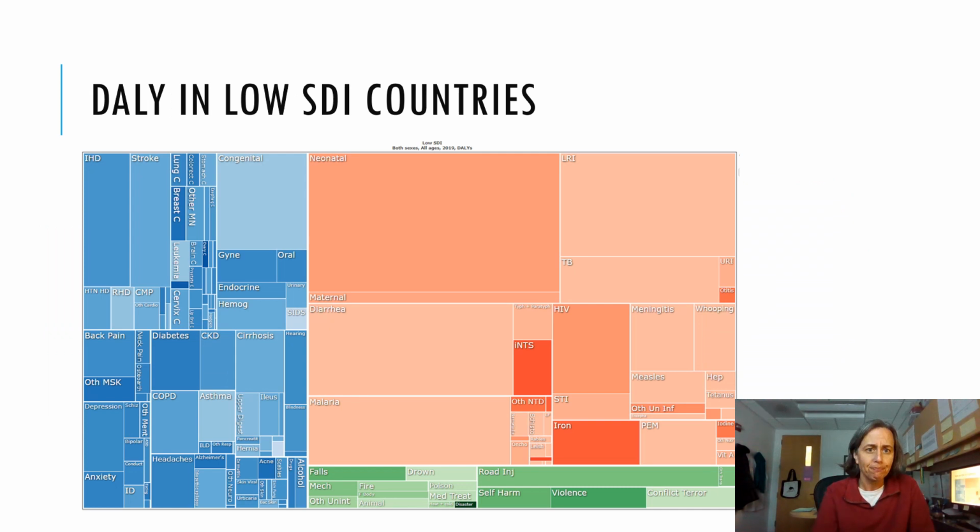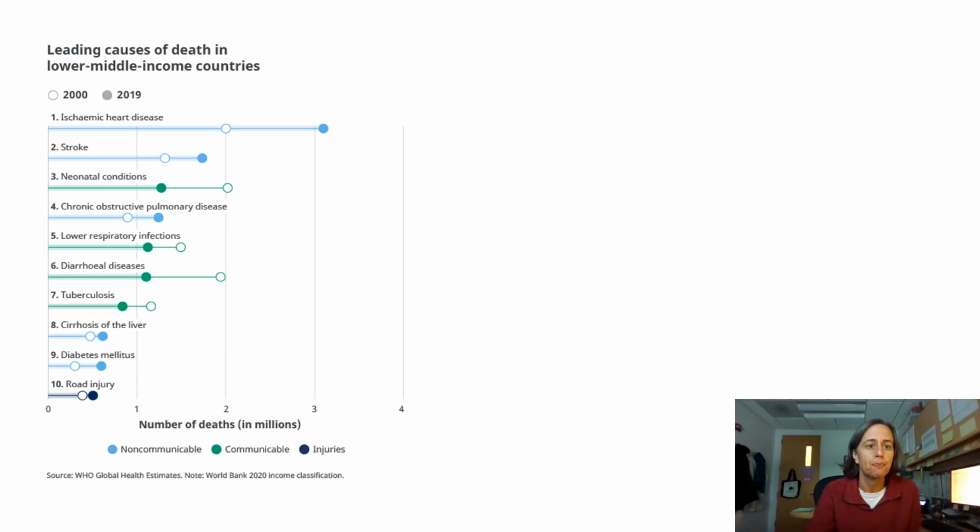diseases. And if we look at countries that have a low social developmental index, so countries that tend to be poorer or have fewer resources, less infrastructure, fewer systems in place for public health and medical care, we see a huge impact of communicable diseases in disability-adjusted life years. So this is huge in many, many parts of the world.